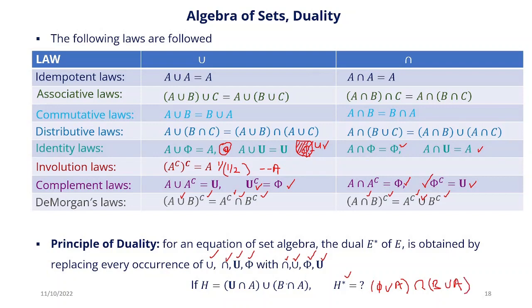Every union has been changed to intersection, and every intersection has been changed to union, and every universal has been changed to null. Check it out. If you find any error here, maybe I'm not seeing well, drop in a comment.